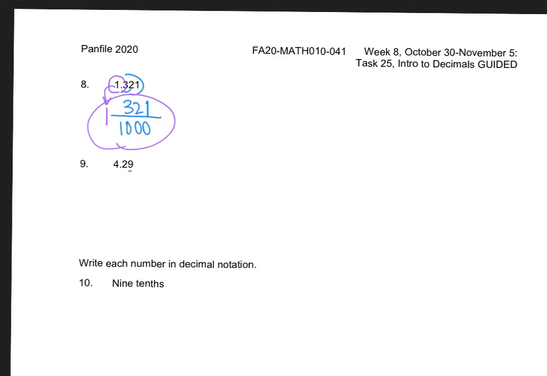And then for this last one, number 9, the 29 comes down and that goes over 100 because 2 digits on top, 2 zeros below. The 4 comes down as our whole number piece to our mixed number.